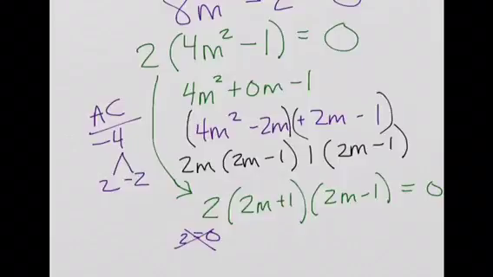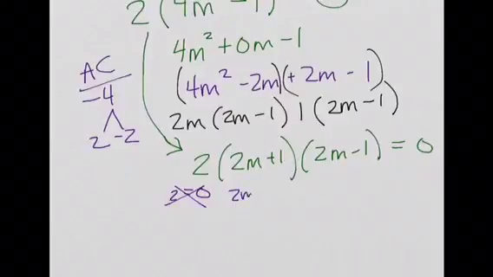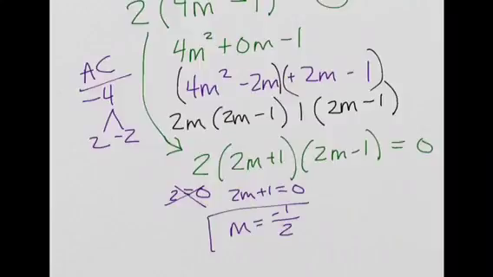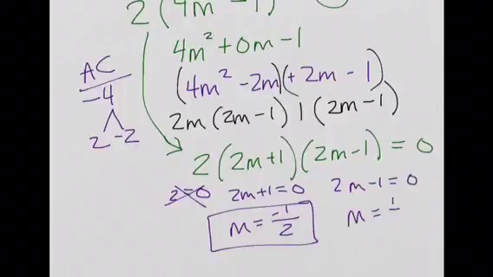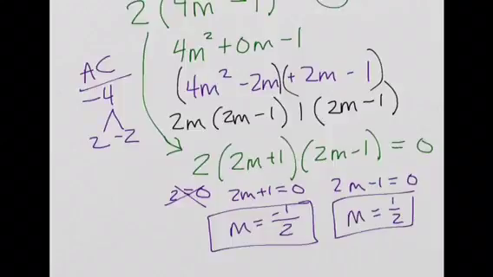We set 2m plus 1 equal to 0. And we solve and we get m equals -1/2. There's one answer that should work. And then the other one should be 2m minus 1 equals 0. So m would equal +1/2. And those are the two solutions, x-intercepts, roots, zeros, that make this equation true.